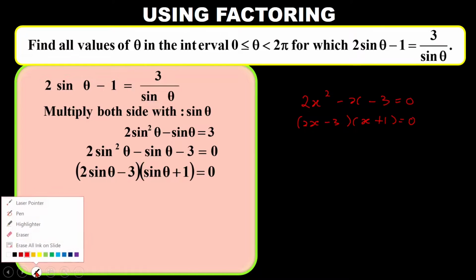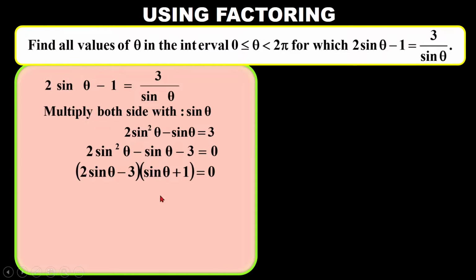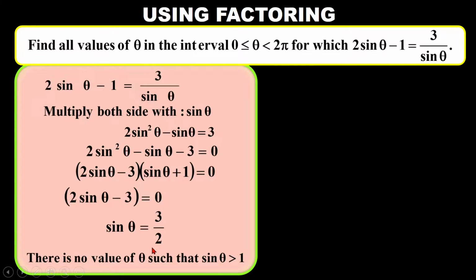Now, let's continue. Once you have something like this, the next thing we need to do, just like our quadratic function, is make each of these sides equal to 0. So 2 sine theta minus 3 equals to 0, so sine theta equals to 3 over 2. However, 3 over 2 is a value bigger than 1, so we do not have an answer for theta here.